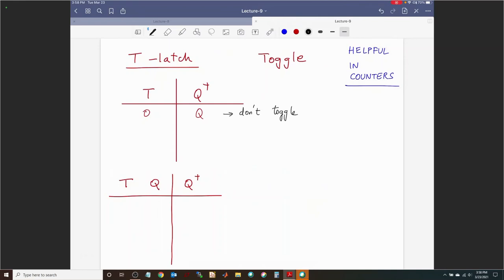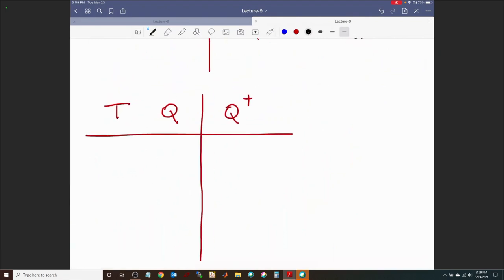And when T input is one, please toggle whatever you were, flip it. Q complement. This is toggle. And you can take this and go to all four combinations, because Q itself could be a zero or a one, right? So we can say, all right, you can have 0 0, or you can have 0 1, you can have 1 0, or you can have 1 1, right?